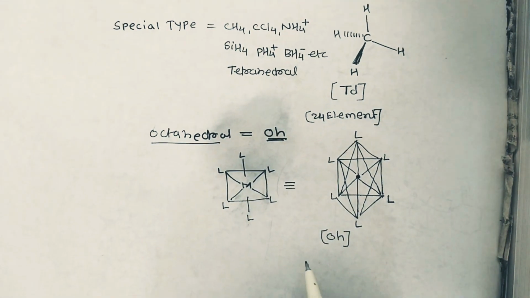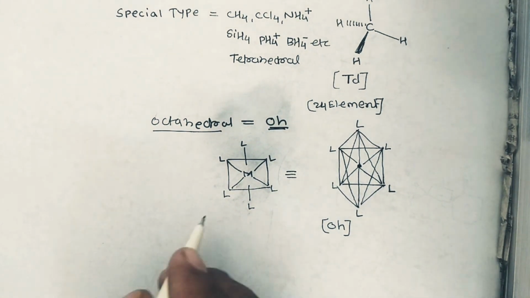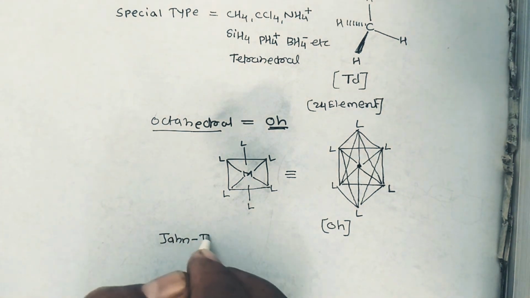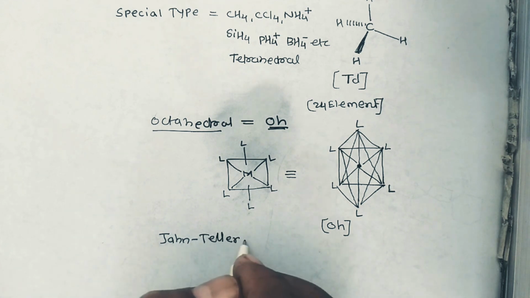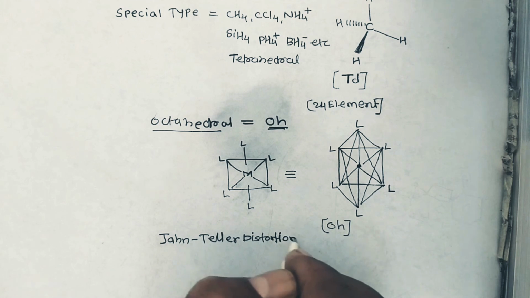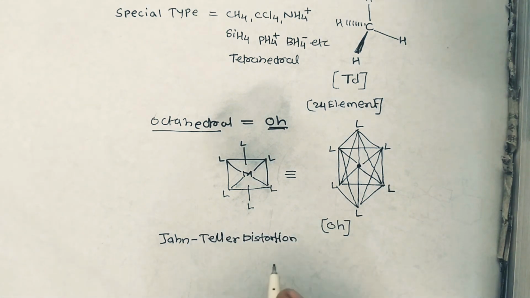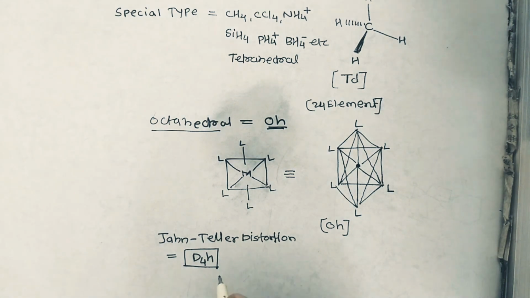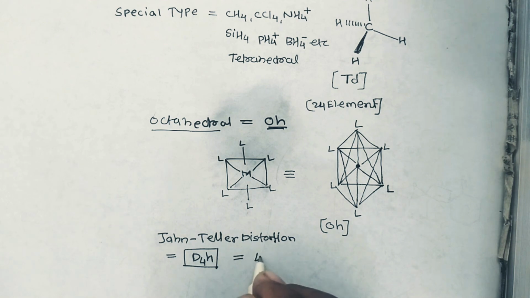But in case of octahedral complexes, there may be a Jahn-Teller distortion. So this is a major issue. When the complex is with Jahn-Teller distortion, then always remember the point group is D4h, not Oh. In octahedral complexes in the character table there are 48 elements.